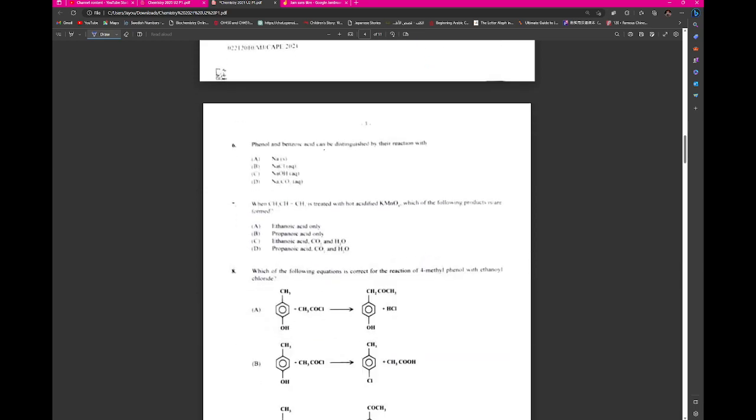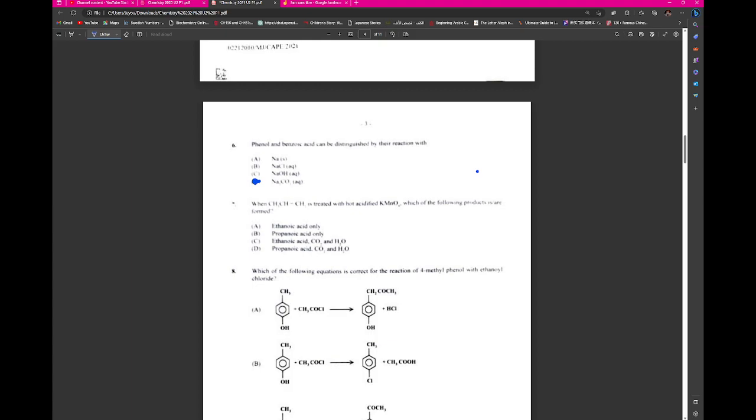Phenol and benzoic acid can be distinguished by reaction using sodium carbonate. Remember that benzoic acid, organic oic acids, are able to evolve carbon dioxide from carbonates, but phenol is too weak. Therefore, if we have two different samples and we pour them on sodium carbonate, the one that evolves carbon dioxide is benzoic acid, and the one that doesn't is phenol.